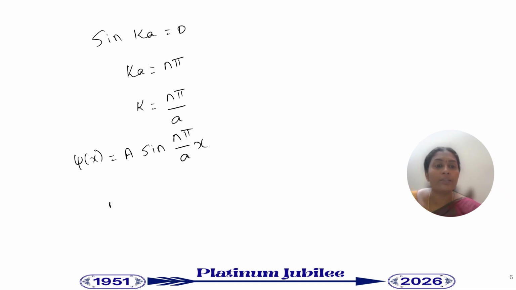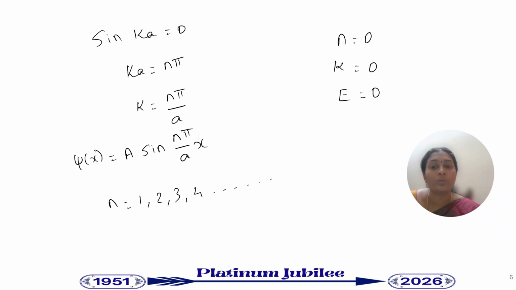And here n is nothing but an integer which takes discrete values only: 1, 2, 3, 4. Why can n not be equal to 0? When n is equal to 0, k is also equal to 0. If k is equal to 0, the energy is also 0. We know that the particle has some energy, and we cannot find a particle with zero energy. That is the reason why n takes the values from 1 onwards.